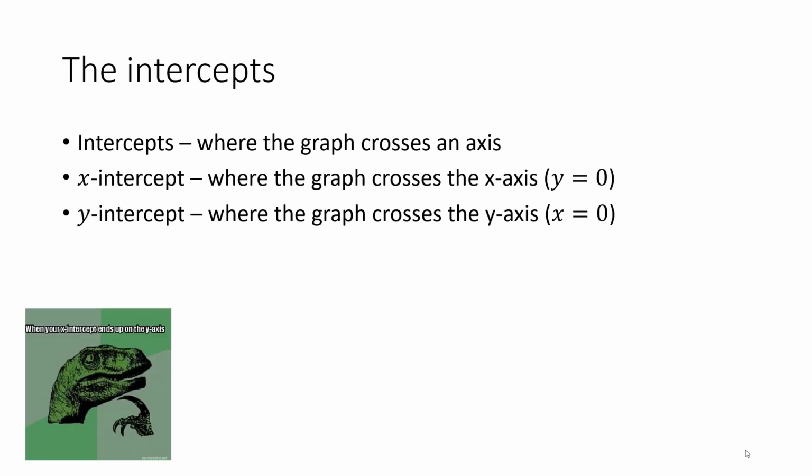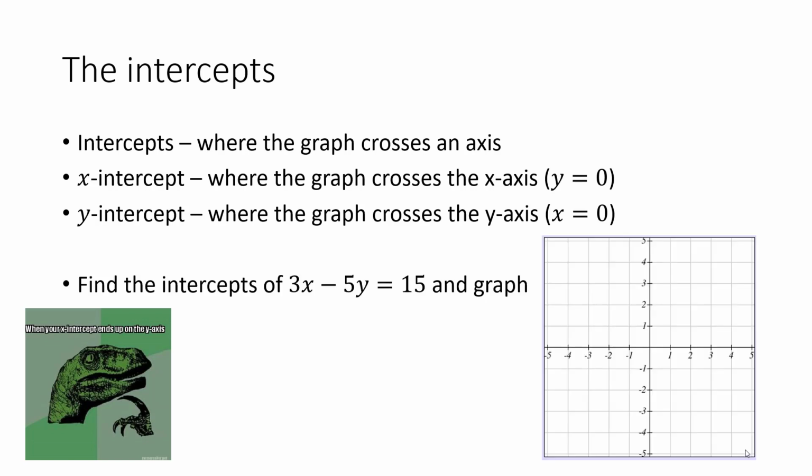You want to make sure that you know which axis is which, and that the x and y intercepts don't end up on the wrong axis. If y is 0, that is not the y-intercept. That is the x-intercept. If x is 0, that is not the x-intercept. That is the y-intercept. It's always the opposite variable. That is the 0.